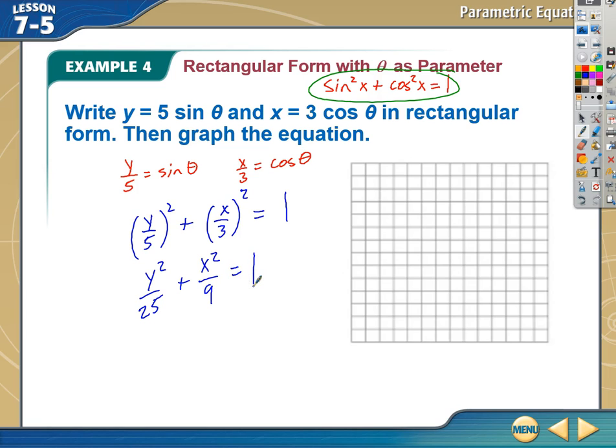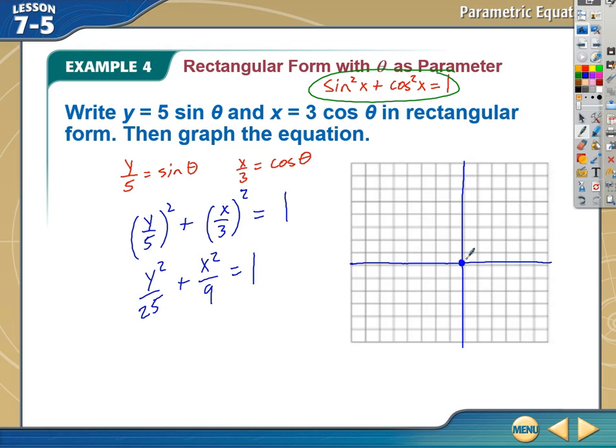And hopefully you recognize that. It's been about a week. This is an equation for an ellipse. My center of the equation of my ellipse. Oh, there's nothing here for my center, so I'm at 0, 0 is my center.